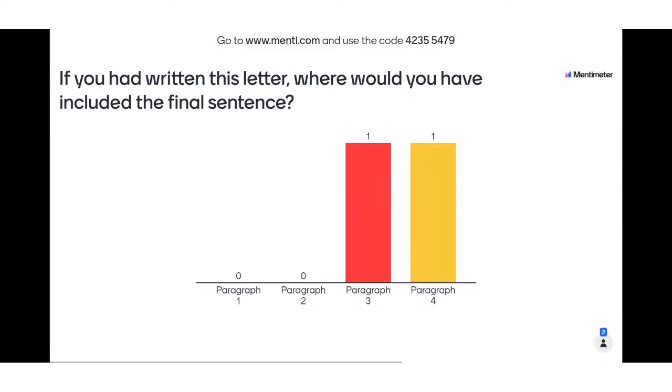So we've got a couple of votes for paragraph 3, and 1 each for 2, 3, and 4. And on chat, we've got paragraph 1. So we've got a full house of votes for each of the options. A few more have suggested paragraph 4 on the poll. You would have included it within that paragraph.